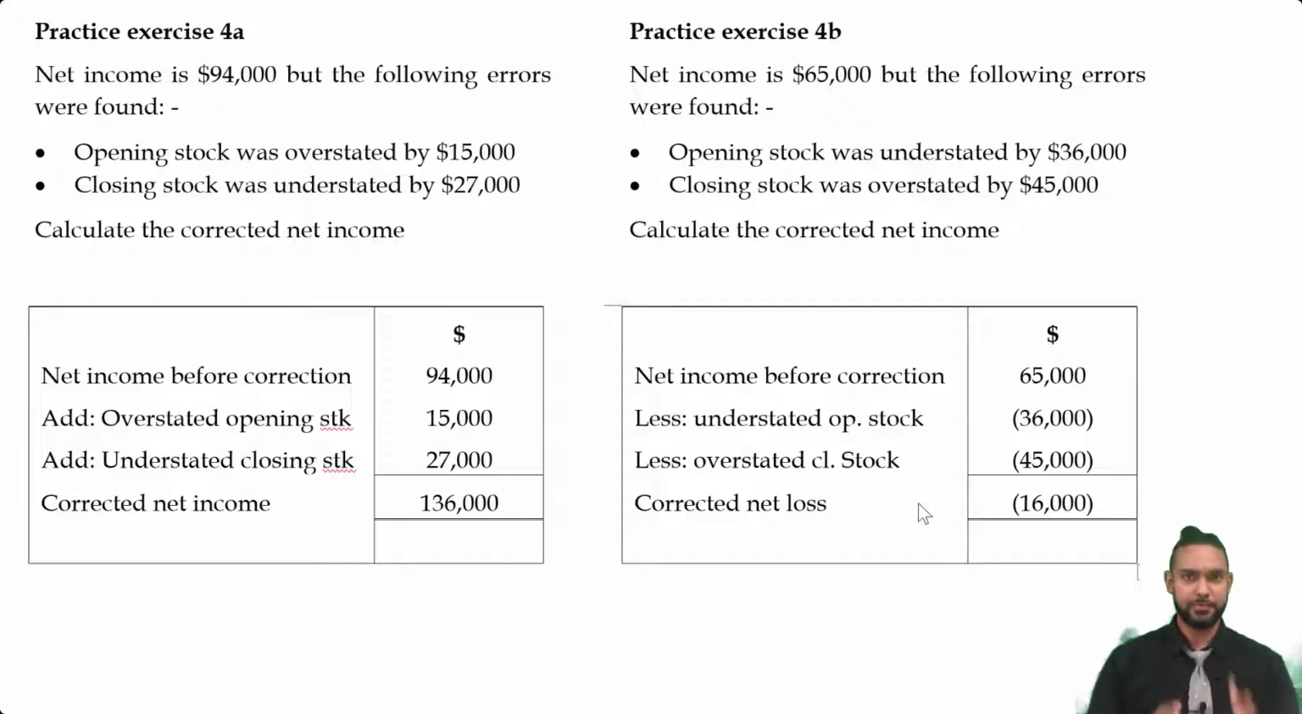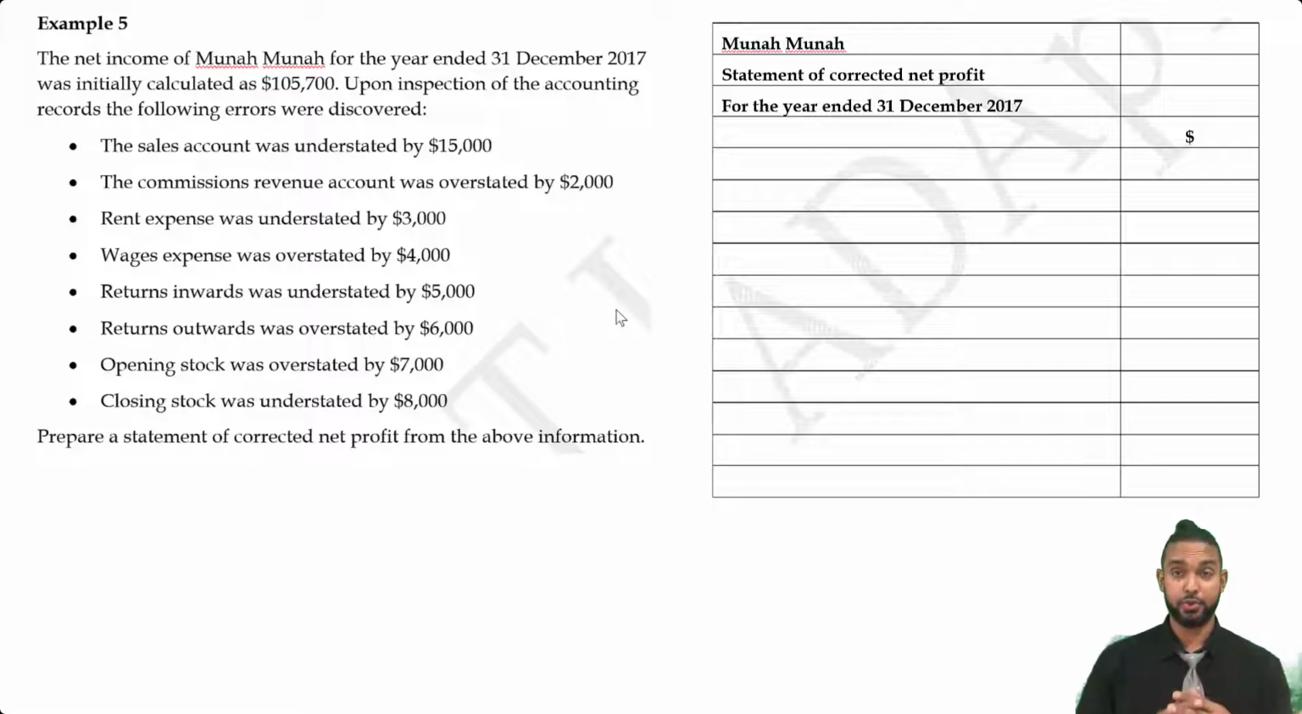Okay, so those are the 4 categories of items. What I want to do now is bring them all together. So now we are going to try all of these different types of errors in one question. So we have an example here. The net income of Phenomena for the year ended 31st December 2017 was initially calculated as 105,700. Upon inspection of the accounting records, the following errors were discovered.